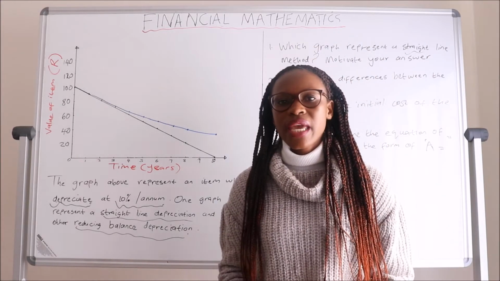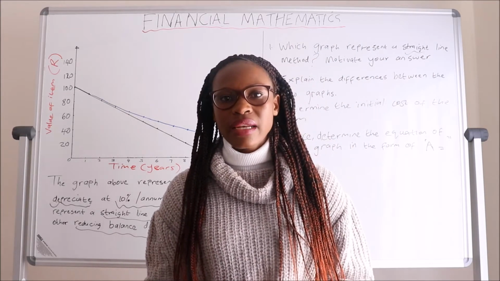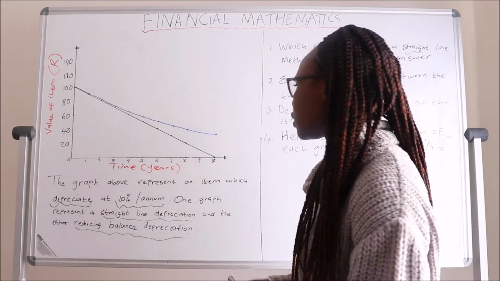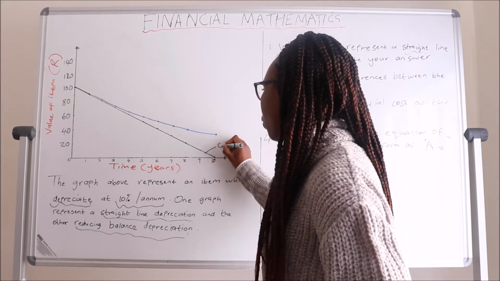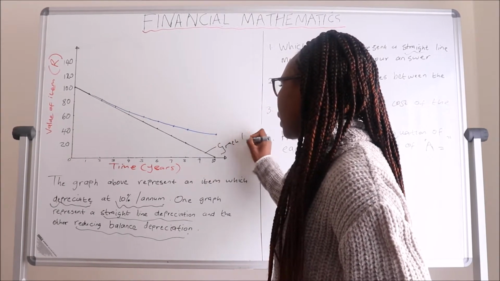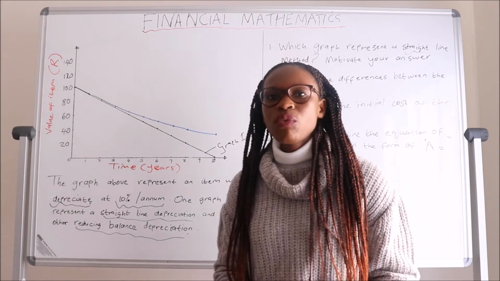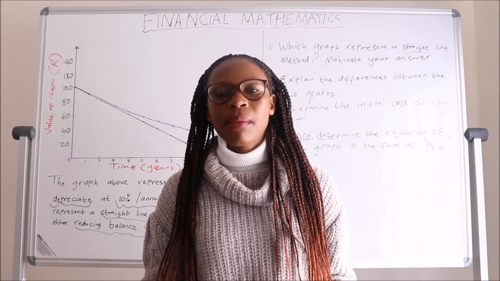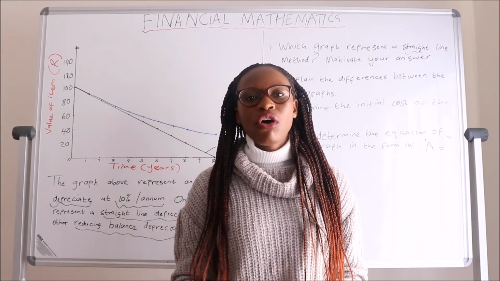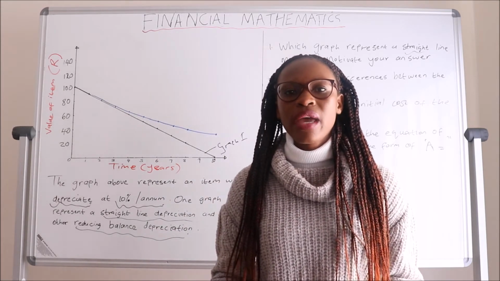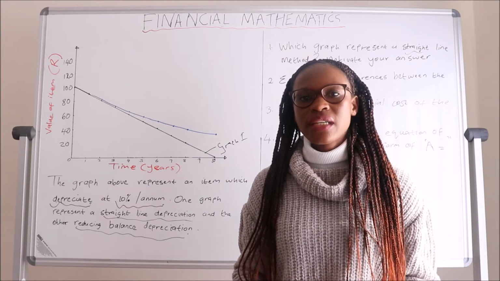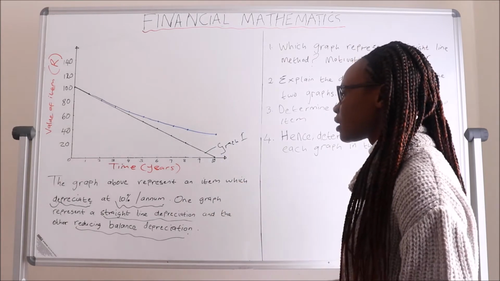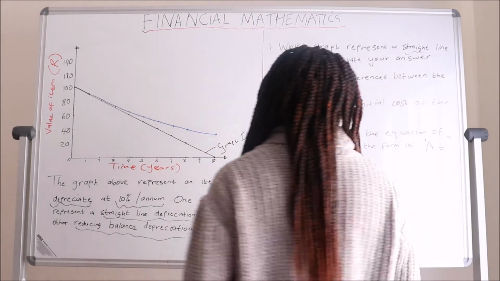Remember, a simple decay is always represented by a straight line, as its name already says. So from these two graphs we can conclude that the black graph here, which we can name graph 1, represents the straight line method. We also know that because it depreciates by the very same amount each and every year, unlike the compound or reducing balance method where the depreciation is calculated from the previous year. So graph 1 represents the straight line method.